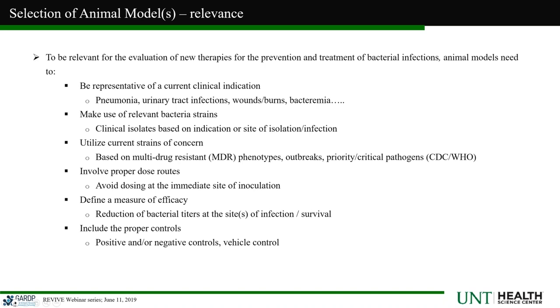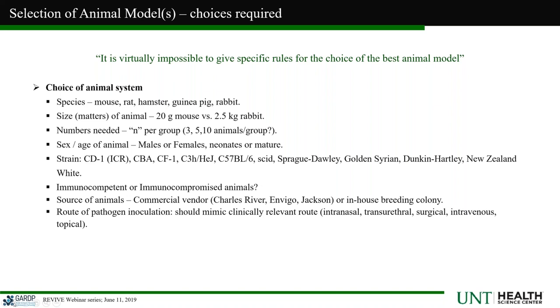So it is impossible to give specific rules for the best choice for any one model. And there's things you have to consider. So when you're considering the animal system, what animal are you going to use? The species most used in infectious disease research in animals obviously is the mouse, but it also includes rat, hamster, guinea pig, rabbit, and very specific to what you're doing. Mouse can be done for a lot of these. Rat is done if you need a larger species, if you have problems with formulation. C. difficile is very relevant for the hamster. A lot of skin studies are done in rabbits. Osteomyelitis and even endocarditis in the rabbit.